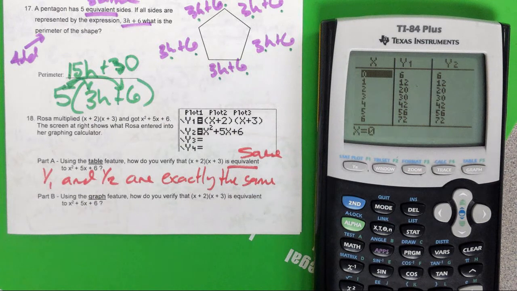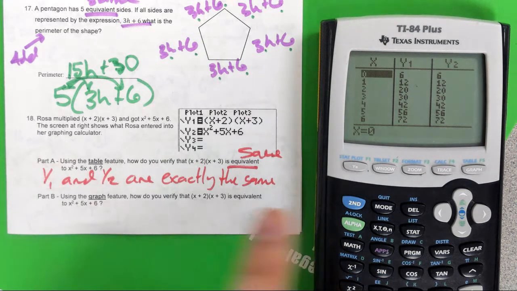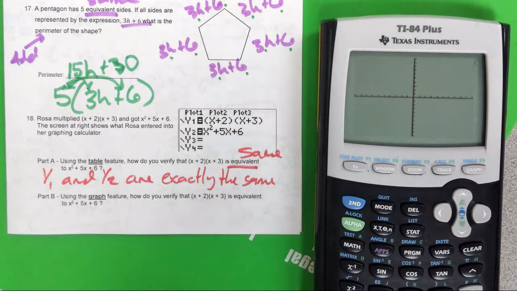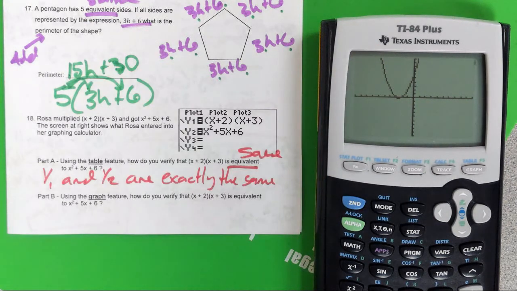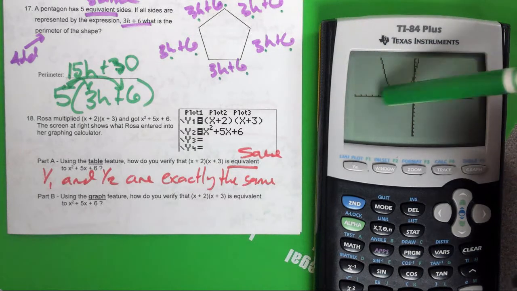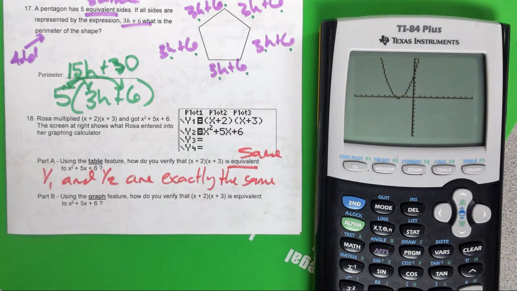Now part B, it's a little tricky. It says using the graph feature now. So instead of the table, we're using the graph. How do we verify that they're the same again? Well, for this one, let's actually look at the graph. So instead of hitting second graph, we'll just hit graph, and we'll take a look at what happens. There's my first one, and that's the only one that showed up. If they're exactly the same, that would mean they'd be on top of each other, and that's what they are. We only see one of them. So what we're looking for there is that the graph of both functions will be exactly the same.